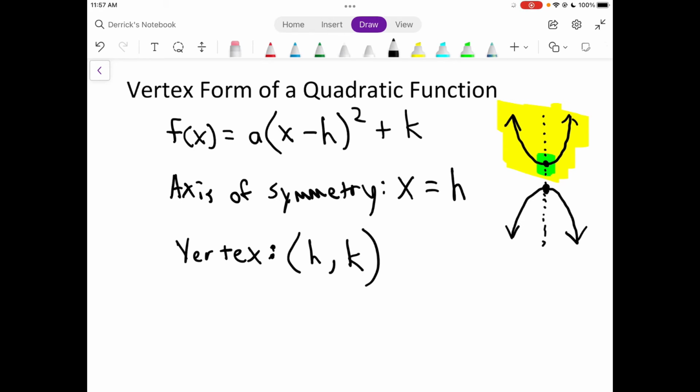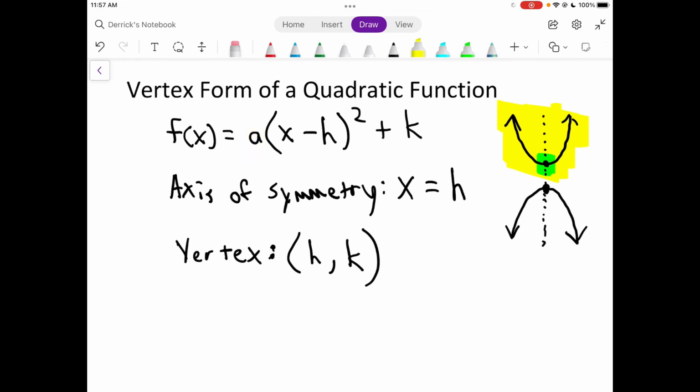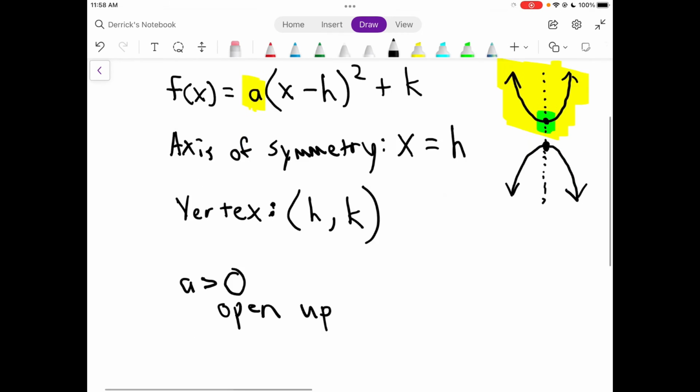Well, the question then is, how do we know if the graph opens up or not? And the answer is we figure that out by the a value, the a value right here. If your a value is greater than 0, meaning if your a value is positive, that means your graph will open up. And so like we said, if the graph opens up, that means you have a minimum point.